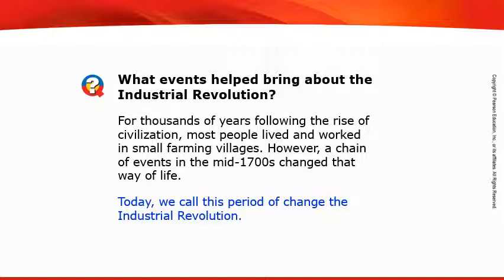Now, our first question is: what events helped bring about the Industrial Revolution? For thousands of years following the rise of civilization, most people lived and worked in small farming villages. Life almost remained the same, although it was much different than the Paleolithic age. Since the beginning of civilization, the pattern of life remained almost the same. It was agricultural societies around the world.